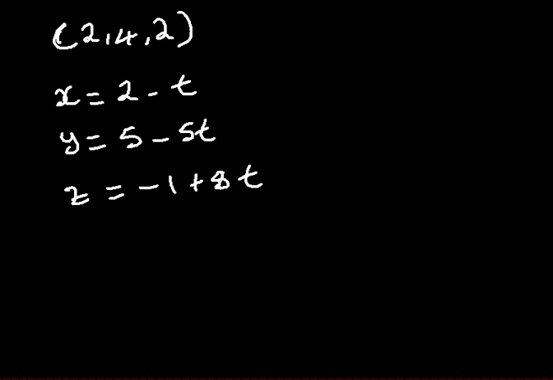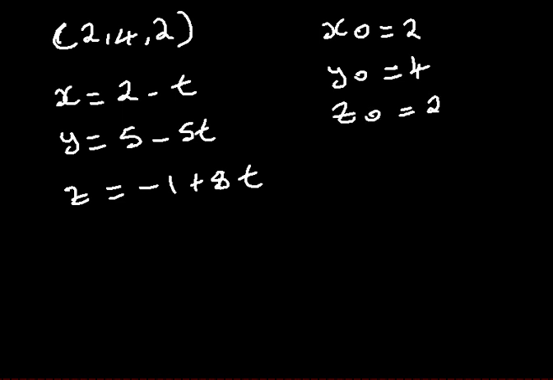Now, what is the equation of the plane? First, we have a single point on the plane that has been given. What is the x naught? x naught is given as 2. What is the y naught? We have it as 4. And what is the z naught? We have it as 2.